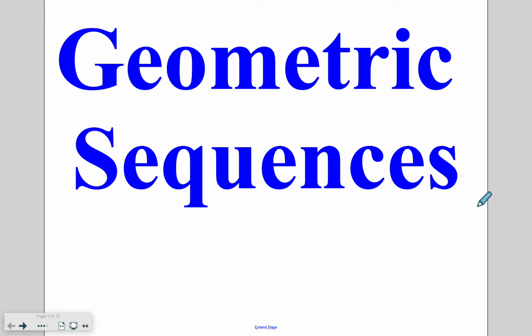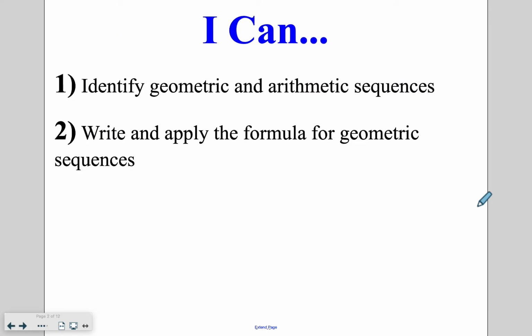Hello class, and welcome to today's algebra lesson, which is about geometric sequences. By the end of today's lesson, you will be able to identify the two different types of sequences, as well as write and apply the formula for geometric sequences.